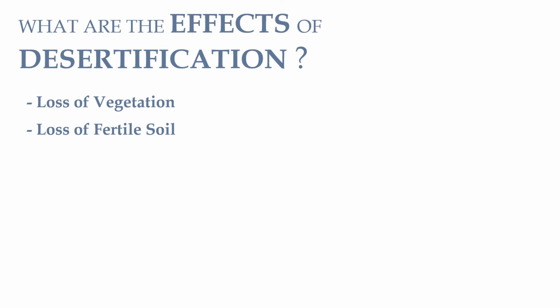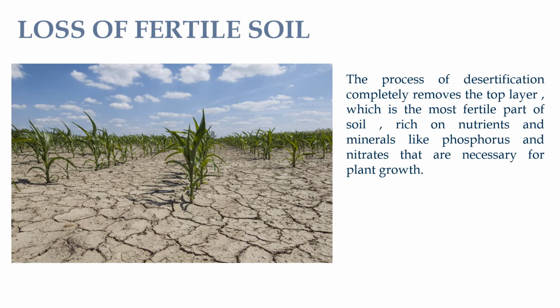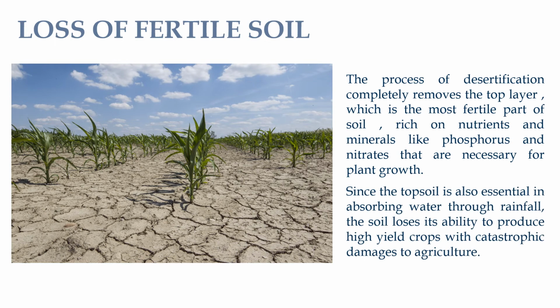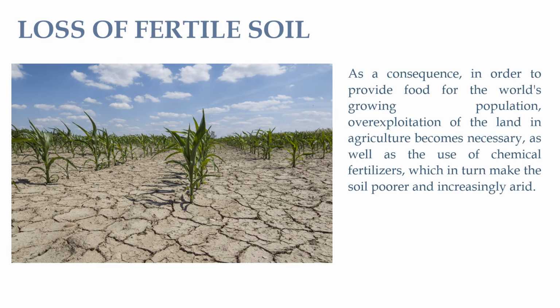Loss of fertile soil. The process of desertification completely removes the top layer, which is the most fertile part of soil, rich in nutrients and minerals like phosphorus and nitrates that are necessary for plant growth. Since the topsoil is also essential in absorbing water through rainfall, the soil loses its ability to produce high-yield crops, with catastrophic damage to agriculture. As a consequence, in order to provide food for the world's growing population, overexploitation of the land in agriculture becomes necessary, as well as the use of chemical fertilizers, which in turn make the soil poorer and increasingly arid.